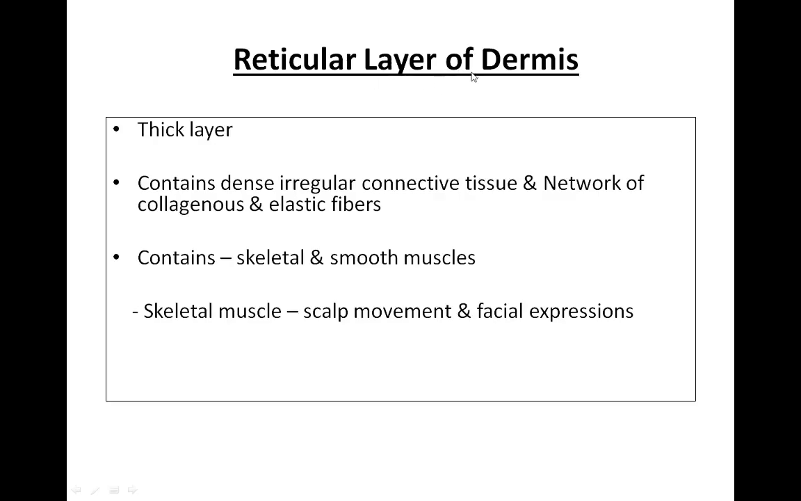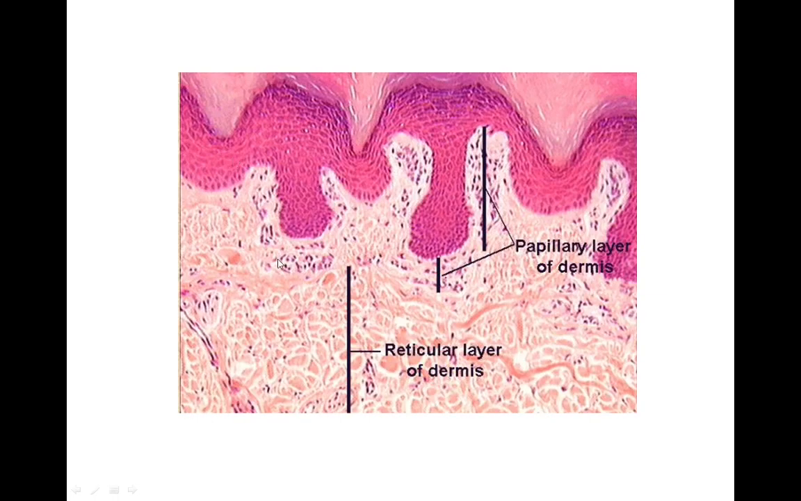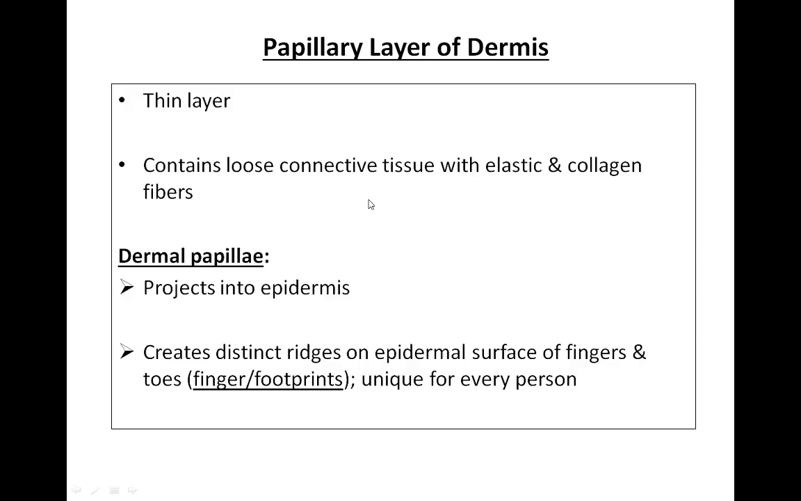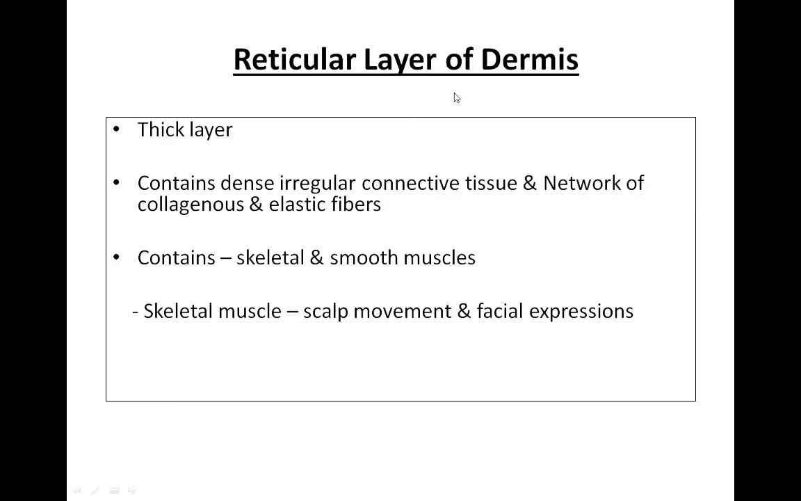Then come to the reticular layer of the dermis. The reticular layer is thick. Already this is our reticular layer, so it is thick. It contains dense irregular connective tissue. Here it is loose connective tissue, but in the reticular layer it is dense irregular connective tissue and a network of collagenous and elastic fibers. It contains skeletal and smooth muscle. Skeletal muscle over the scalp helps in scalp movement and facial expression. These muscles are present in the face also. Muscles are subcutaneous, present over the skin.